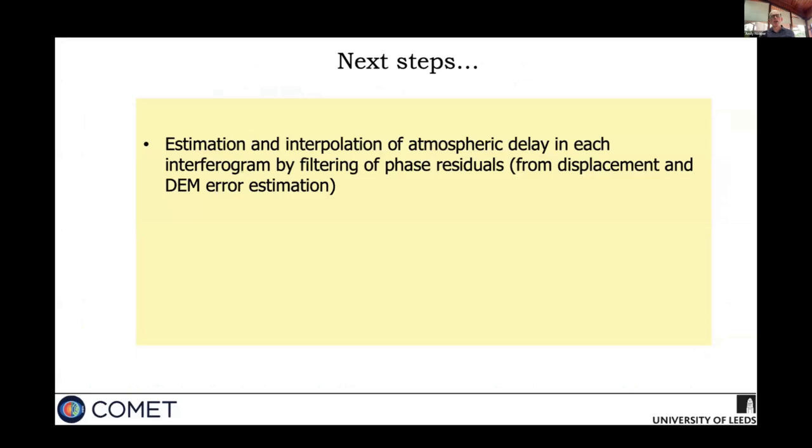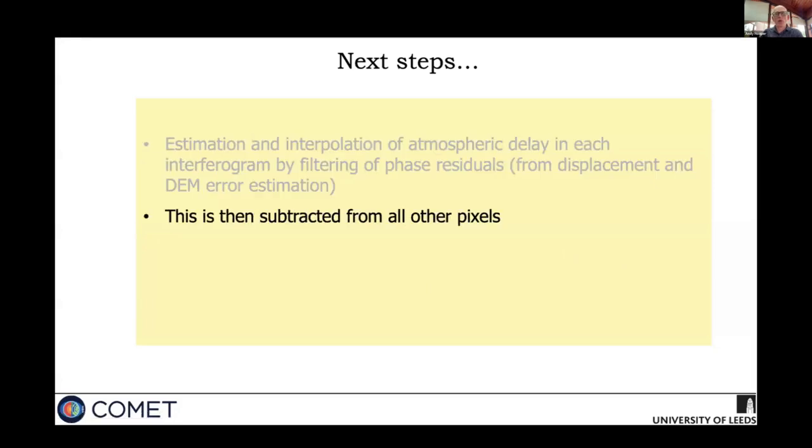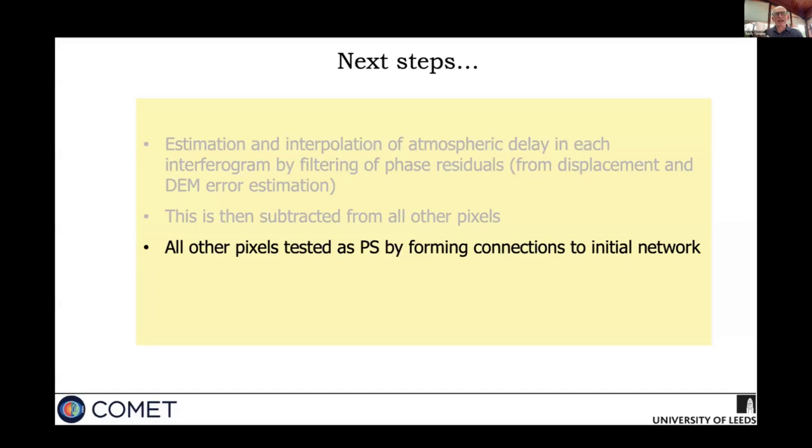Okay, so once you've got this network of good stable points that you think are good PS, you can take the residuals, so subtract off your model, look at the residuals, and then interpret that in terms of atmospheric delay, essentially. You subtract that then from all pixels, and that then allows you to test every pixel by forming a connection, so forming arcs to the PS that you've now established. You can now form connections to those PS to decide whether these are PS as well by looking at, having corrected your atmosphere and so on, what are the residuals looking like? So it's a way of estimating the noise.